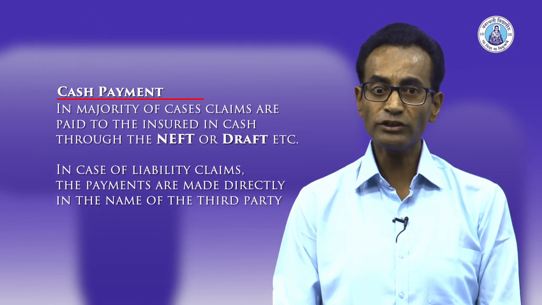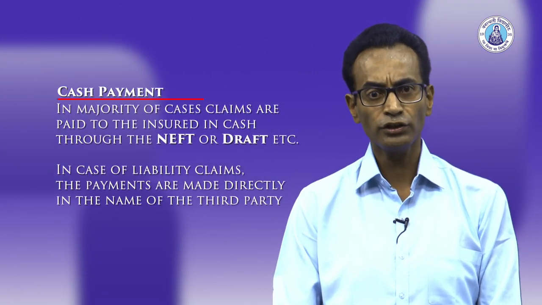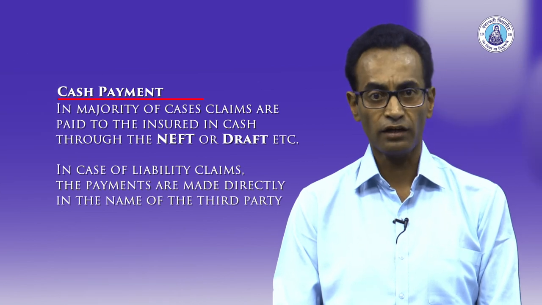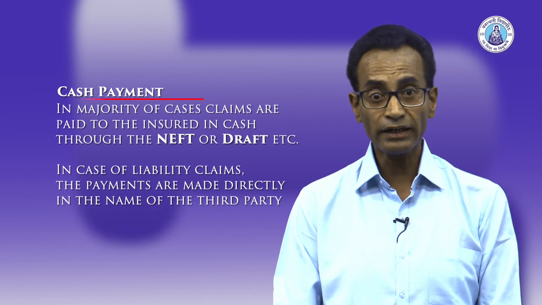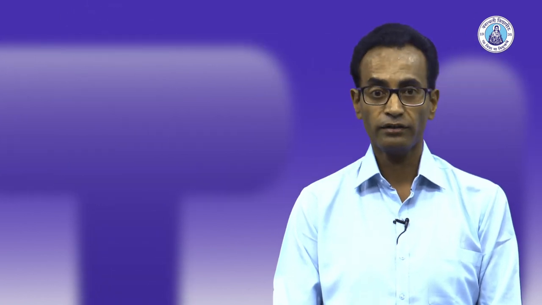The next important aspect is how to provide indemnity. Generally, there are four methods, but the choice is entirely of the insurer. I will discuss them one by one. First is cash payment. In majority of cases, claims are paid to the insured in cash through NEFT or draft, etc. In case of liability claim, the payments are made directly in the name of the third party.